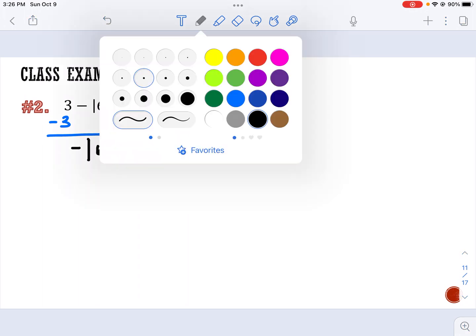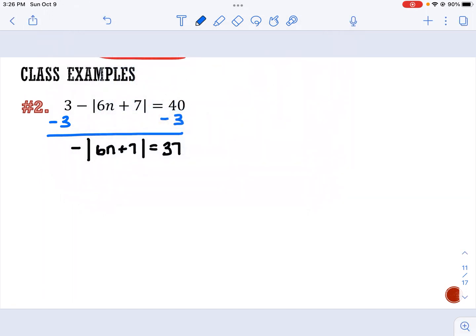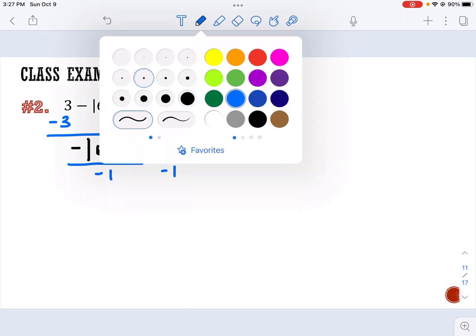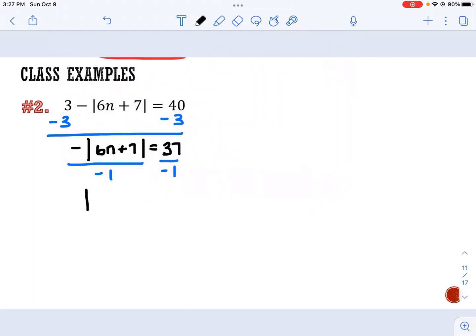37. From here, I still need to get rid of my coefficient. In this case, I've got a negative 1. So I divide both sides by negative 1, just isolating that absolute value expression. So now I'm left with the absolute value of 6n plus 7 is equal to negative 37.